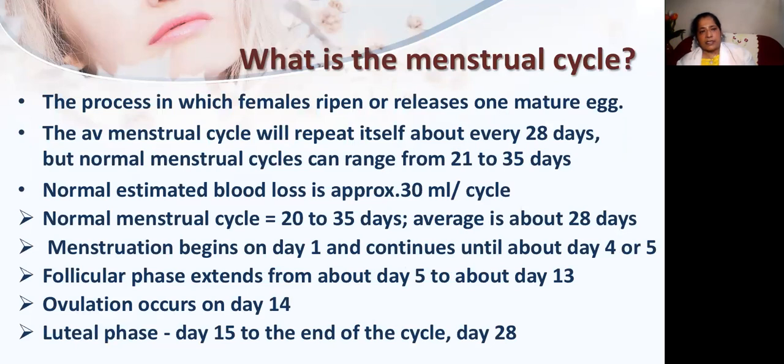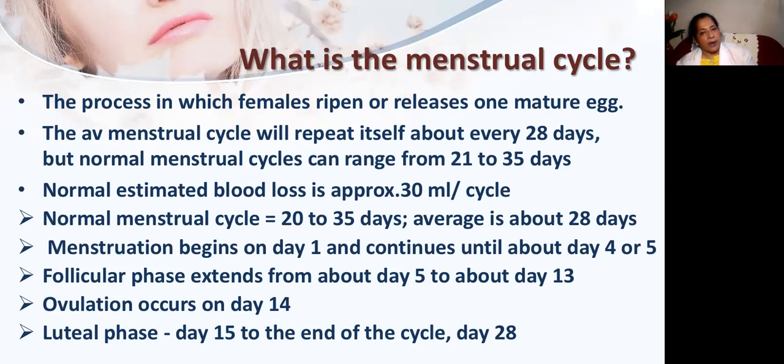Now, what is the menstrual cycle? It is the process in which females ripen or release one mature egg. The average menstrual cycle will repeat itself about every 28 days, but normal menstrual cycle can be 7 days on either side. So they can be from 21 to 35 days. Normal blood loss is 30 ml per cycle. Normal cycle is of 20 to 35 days, average 28 days.